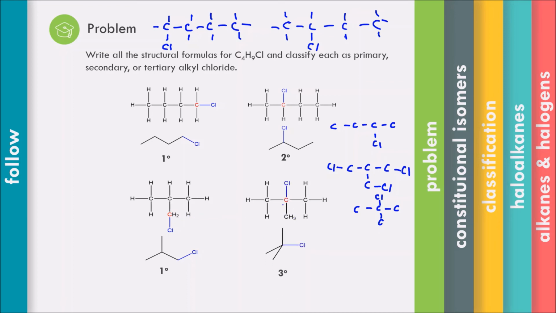Finally, we have the same structure as before. We have 3 carbons in the longest chain. You could go straight, you could go to the side. It doesn't matter. Chlorine is attached to the central carbon. Now this is the tertiary carbon. This is the tertiary alkyl chloride, because this carbon is attached to 3 other carbons. So all those structures have the same formula, C4H9Cl.